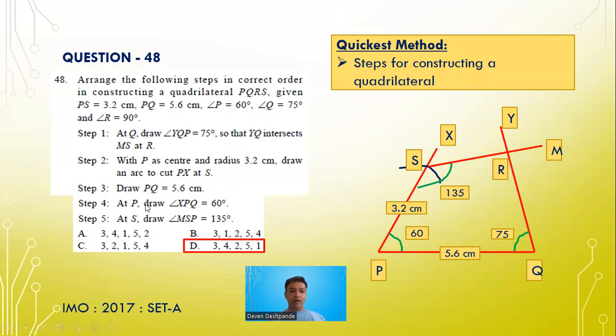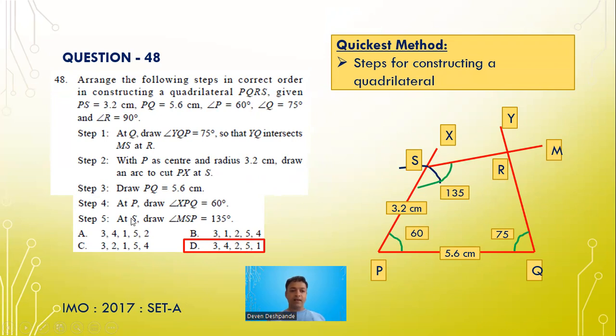Again, then number 4, at P, draw angle XPQ with 60 degrees. So draw a ray here, XPQ at an angle of 60 degrees. Then number 2, with P as center and radius 3.2, draw an arc to cut PX at S. So with P as center, draw an arc here with radius of 3.2 centimeter. It will cut here at S.